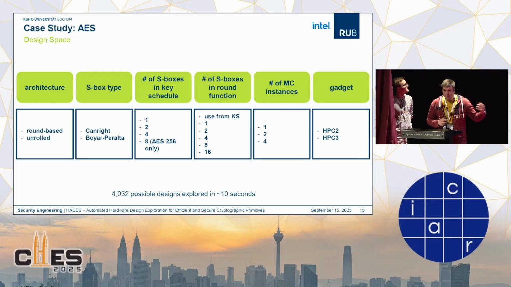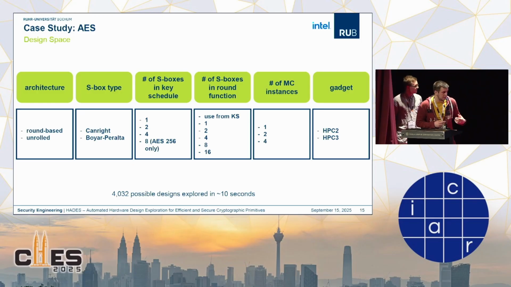So for AES, this is more or less our design space. Our template supports choosing the architecture, choosing how many S boxes we instantiate in the key schedule or in the round function, with an option to just reuse the S boxes from the key schedule. Also, the type of the S box can be chosen, and of course also the type of the gadget. And this yields 4032. So it's a bit of a simplification here, but overall this yielded 4032 different designs that were explored by our proof of concept tool in about 10 seconds. So explored and the performance predicted.